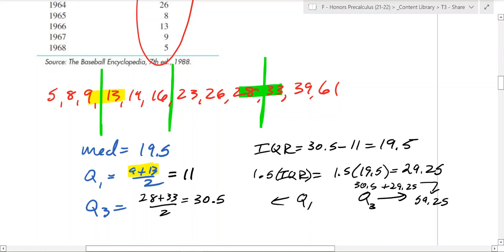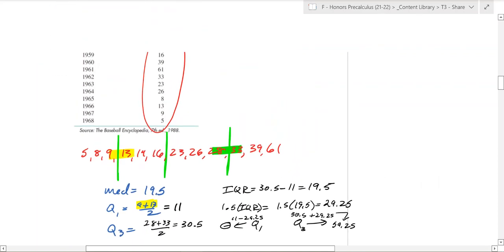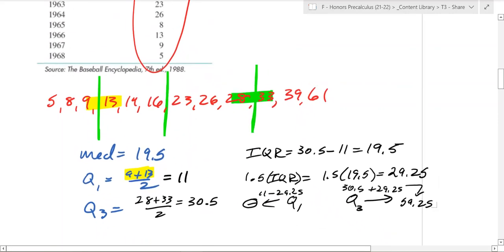And you can go below here. So we could go below here and do the lower one, 11 minus 29.25. Well, that's just going to be negative. You're never going to have negative home runs in a season. So the question is, are there any outliers on this? Are there any outliers? Well, let's look at the list here.